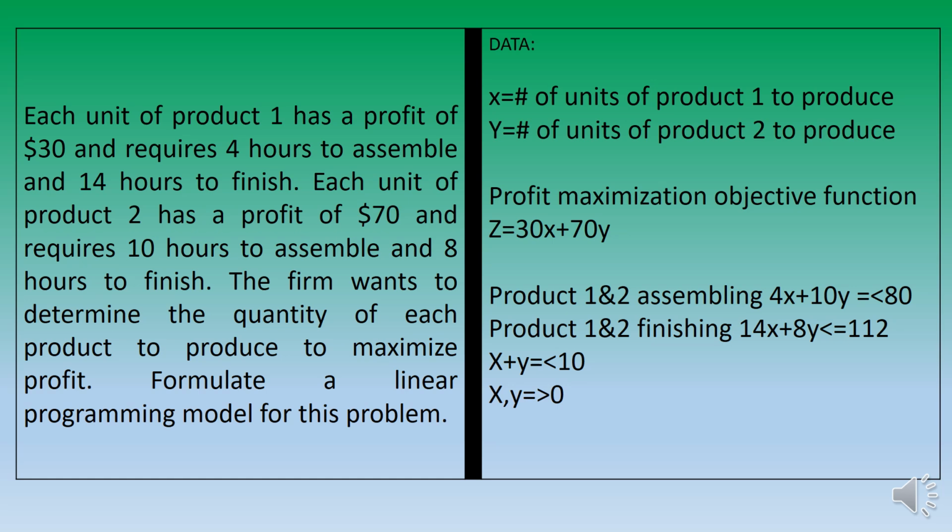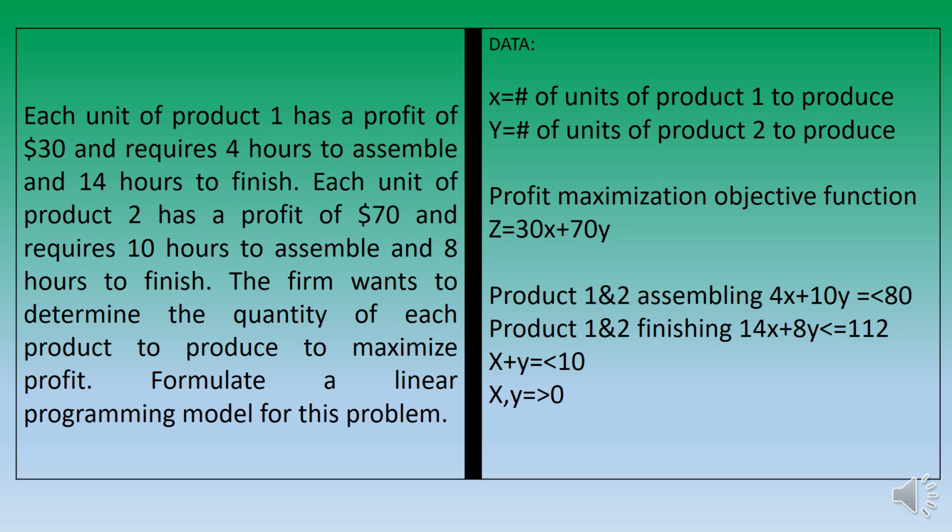So there are three constraints. The fourth one is the non-negativity constraint, which is in every problem, but these three are the constraints of this problem: first, product 1 and 2 assembling; second, product 1 and 2 finishing; and third, product 1 and 2 warehousing, x plus y less than or equal to 10.